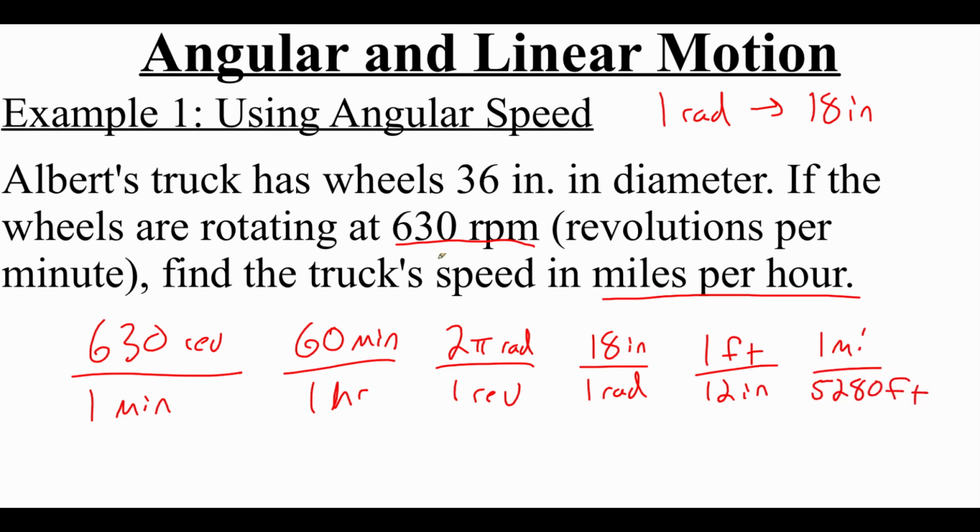5,280 feet. Now, as I take a look at canceling out all these labels, I've got minutes on top and bottom, so those are going to cancel out. I've got revolutions on top and bottom, so those will cancel out. Radians will cancel, inches will cancel, and feet will cancel. So as we look across the top, the only measure we have left is miles, and across the bottom, all we've got left is hours. Now, if we multiply across the top and multiply across the bottom, and type all of that into our calculator, we should get approximately 67.47 miles per hour.